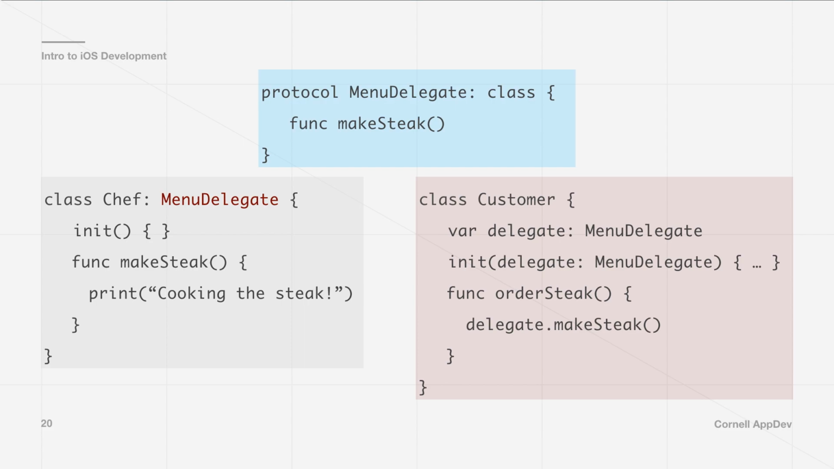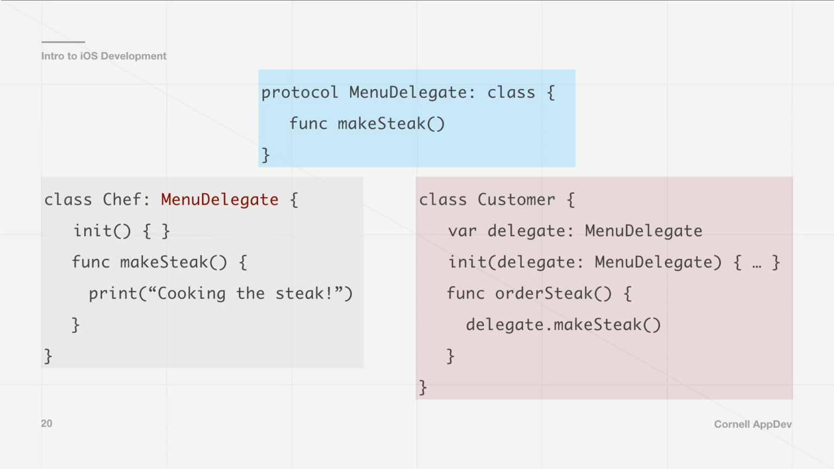And so we can see here, after the initializers, we have a function called makeSteak. Because of this protocol called MenuDelegate, we have to implement the makeSteak function, and we're just going to print "cooking the steak" in here. And then now let's say we have a class called Customer. They have a variable called delegate, which is representing the menu, and there's an initializer, and now they have a function called orderSteak. And this is basically going to delegate the chef, or anyone else who knows the menu, to make the steak.